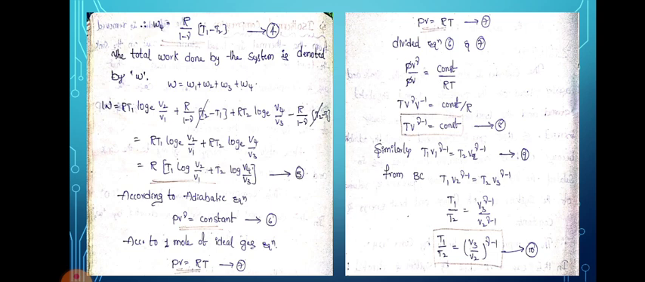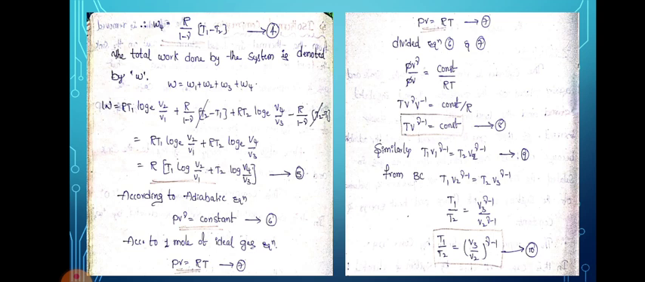So R by 1 minus gamma into T2 minus T1 and minus R by 1 minus gamma into T2 minus T1 get cancelled. Therefore, W is equal to RT1 log V2 by V1 plus RT2 log V4 by V3. R is common in every term, so W is equal to R of T1 log V2 by V1 plus T2 log V4 by V3. This is equation number 5.